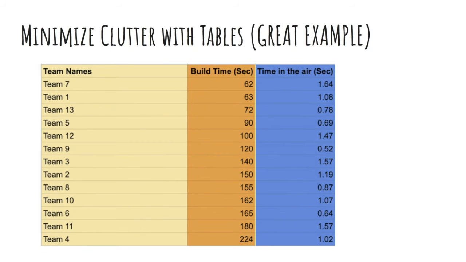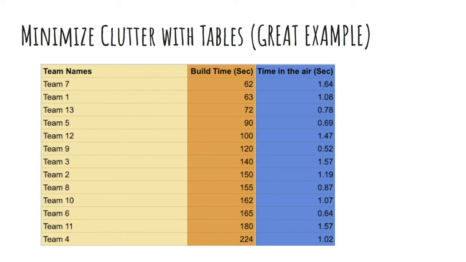On the great example, as you can see, the build time is going up in ascending order, starting at 62 to 63 to 72 and so on. That's way better because now I can just know that the orange column here is going up in ascending order, and then I can look at the time in the air to see if that's also going up in ascending order. And if they both are, then there must be some correlation. But as I look, I can see time in the air really isn't increasing as build time increases.